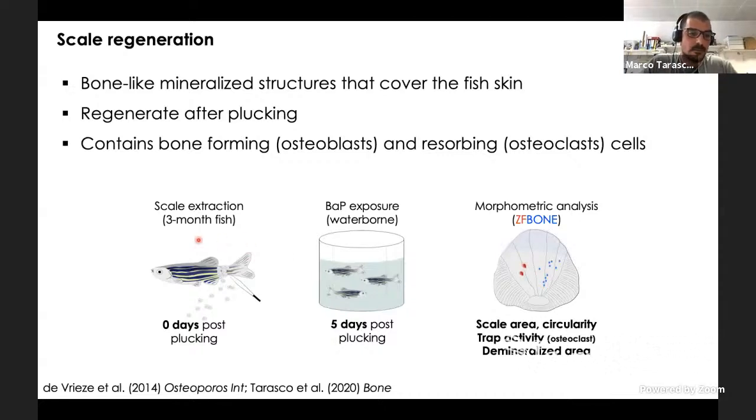What we do is extract scales from adult fish. We let them regenerate upon exposure, and at 5 days, we recollect them. And then through different staining that I will show you soon, we measure the scale area, circularity, the TRAP activity, and also the demineralized area.